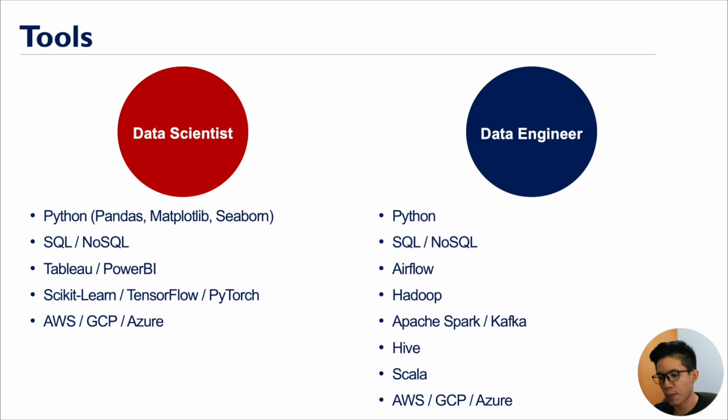You use Kafka mainly because when you have a huge volume of data that you have to ingest in real time. Similarly, Hive for computing, and Scala, similar to Spark, for distributed computing. And finally, there is again the cloud computing platform, including AWS, GCP, or Azure. It's up to you which platform you want to learn.